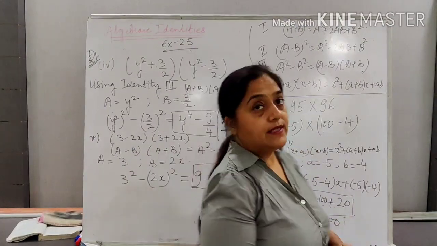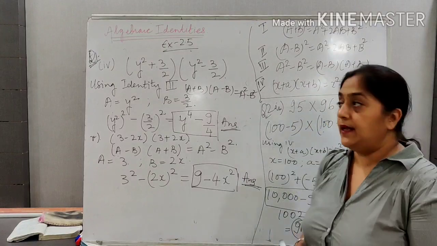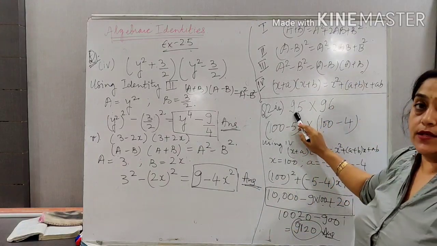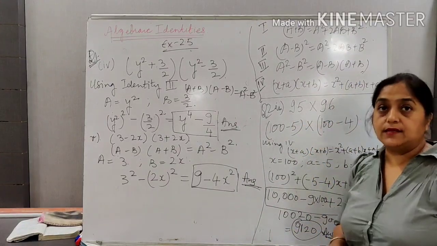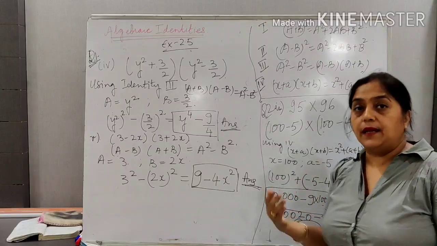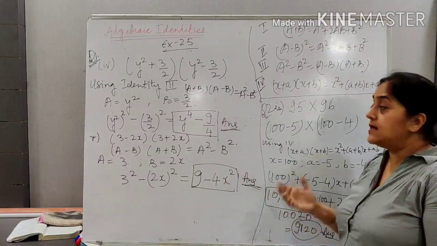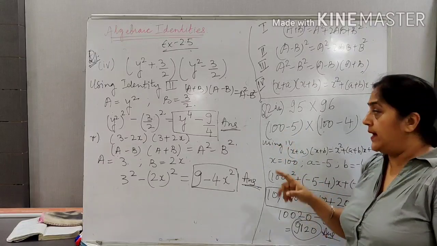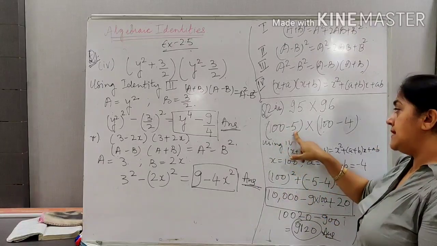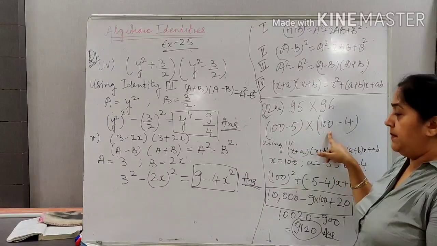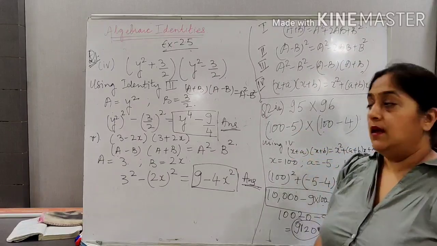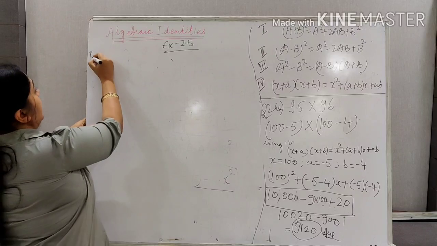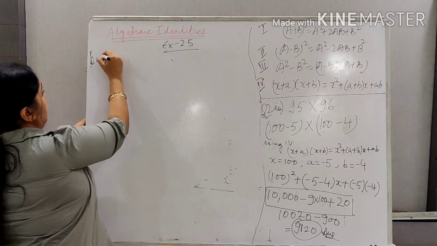So you have solved this question using the identity. I repeat, the question was 95 into 96. You could have written 90 plus 5 and 90 plus 6, but you know that the square of 100 is simpler than 90 square. So it can be written as 100 minus 5 and 100 minus 4, and you can use the identity.